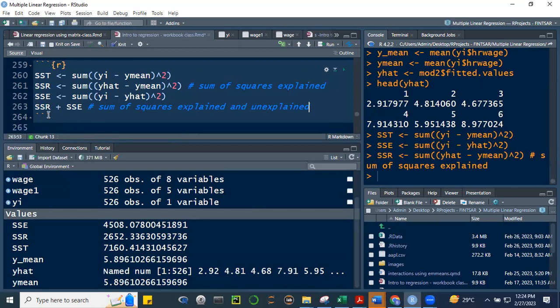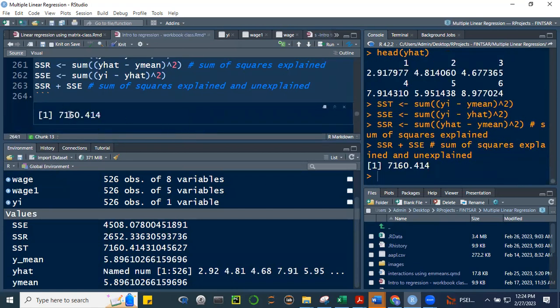Explained kasi gumamit tayo ng regressor, so we were able to improve on our prediction instead of just using the mean. No? Unexplained naman, yung difference ng actual value at saka ng predicted value natin. If we add the two, okay, 71604.4, it's the total sum of the squares of your total. Okay, so the sum of the squares of your total is actually equal to my portion doon na na-explain natin using the regression and my portion doon na hindi natin na-explain, which is your residuals.